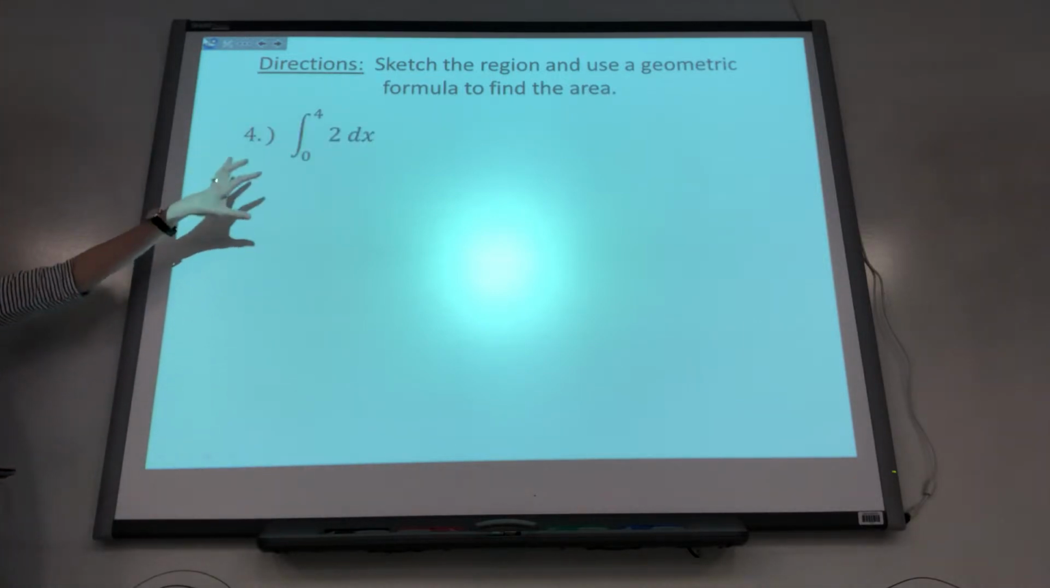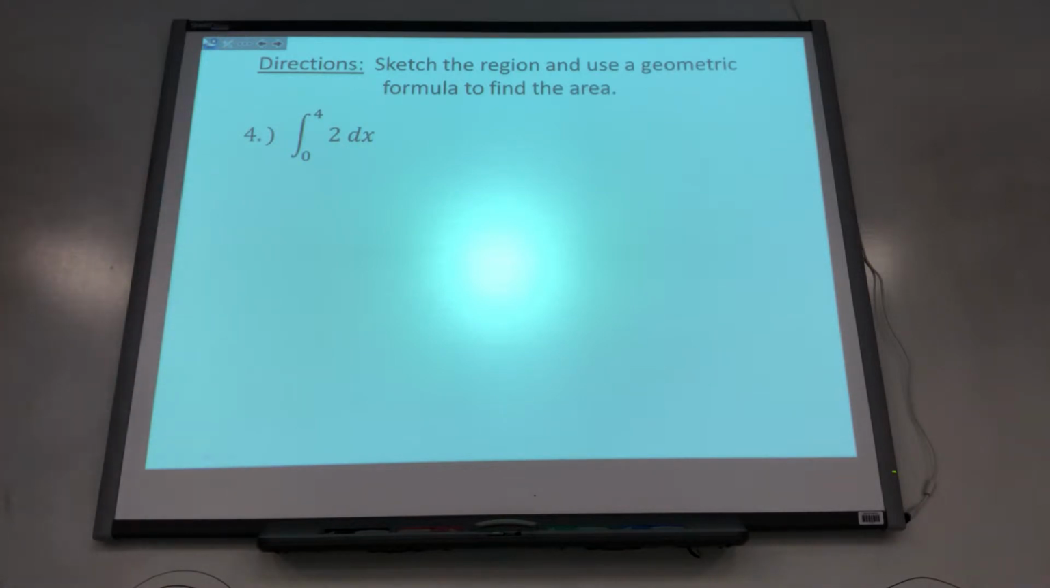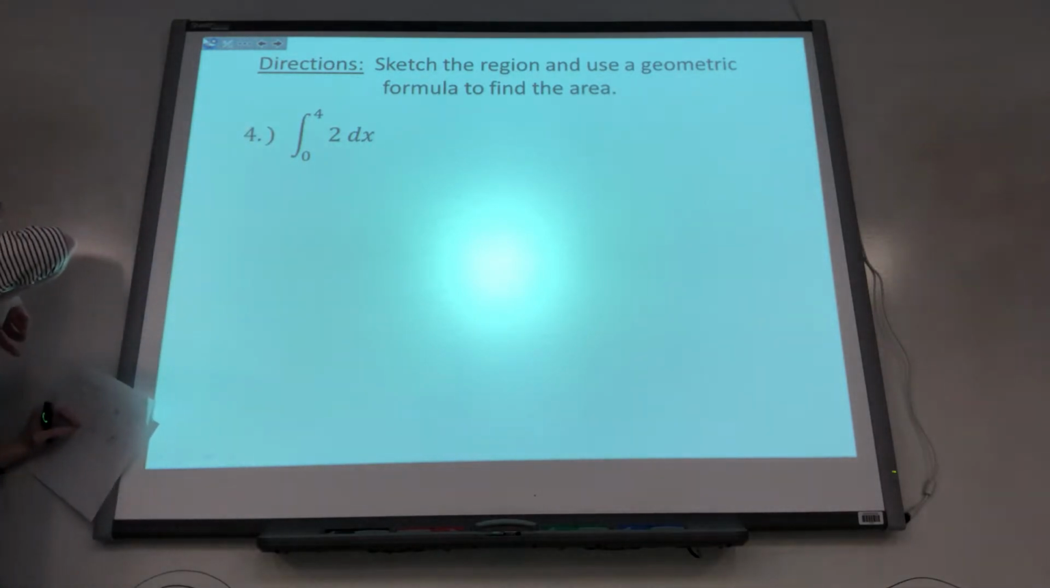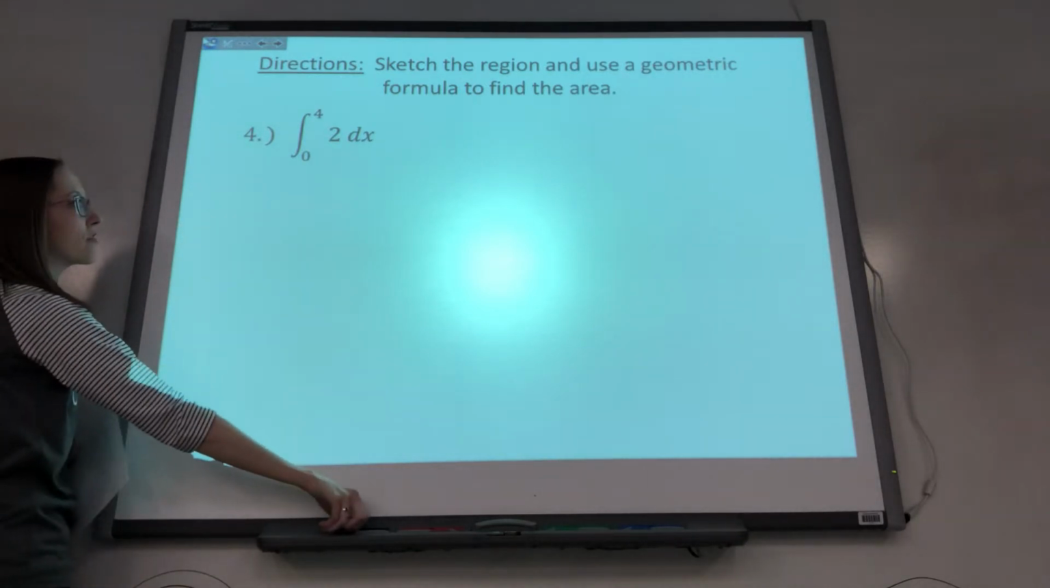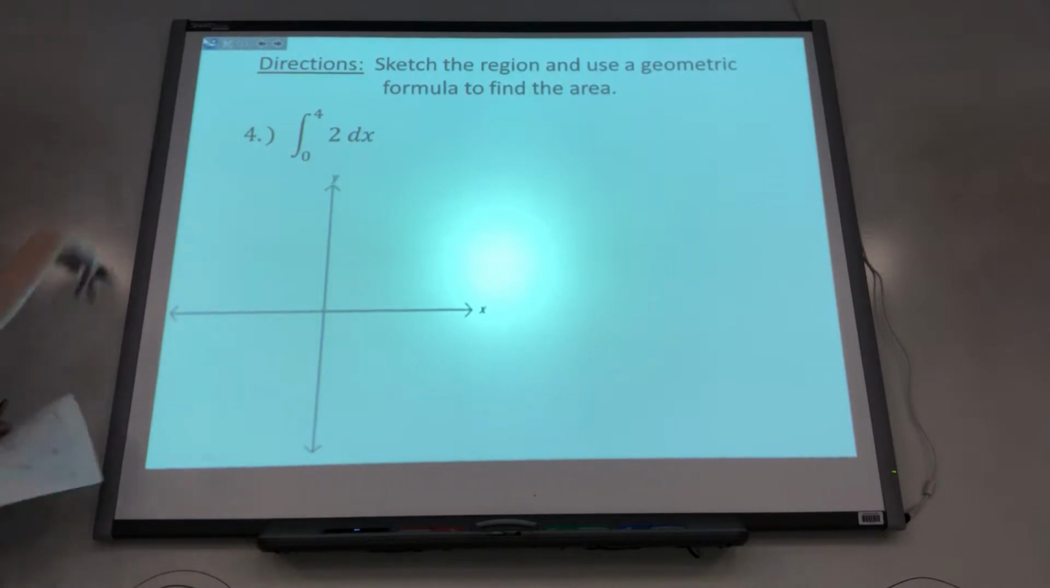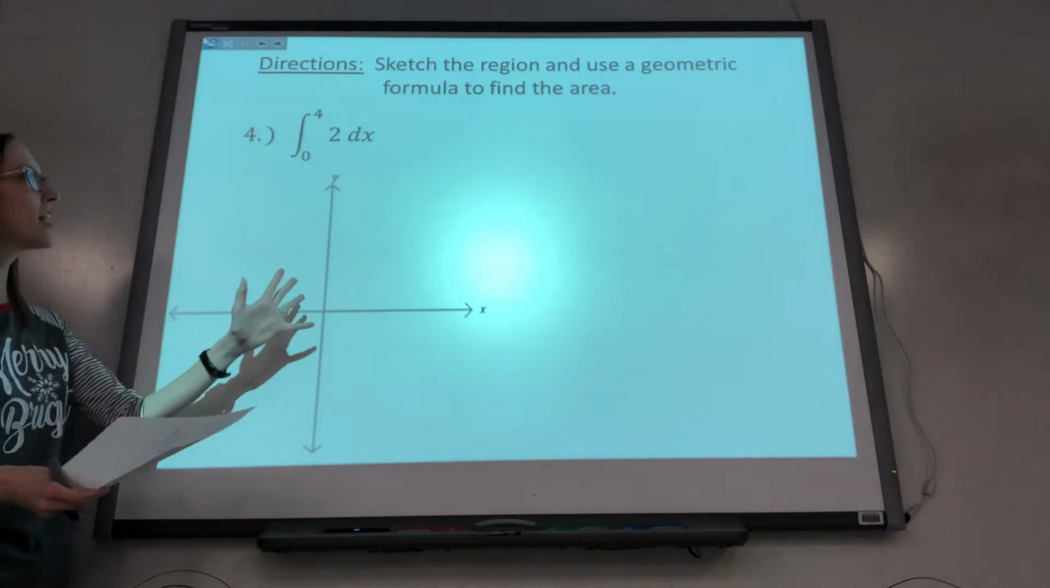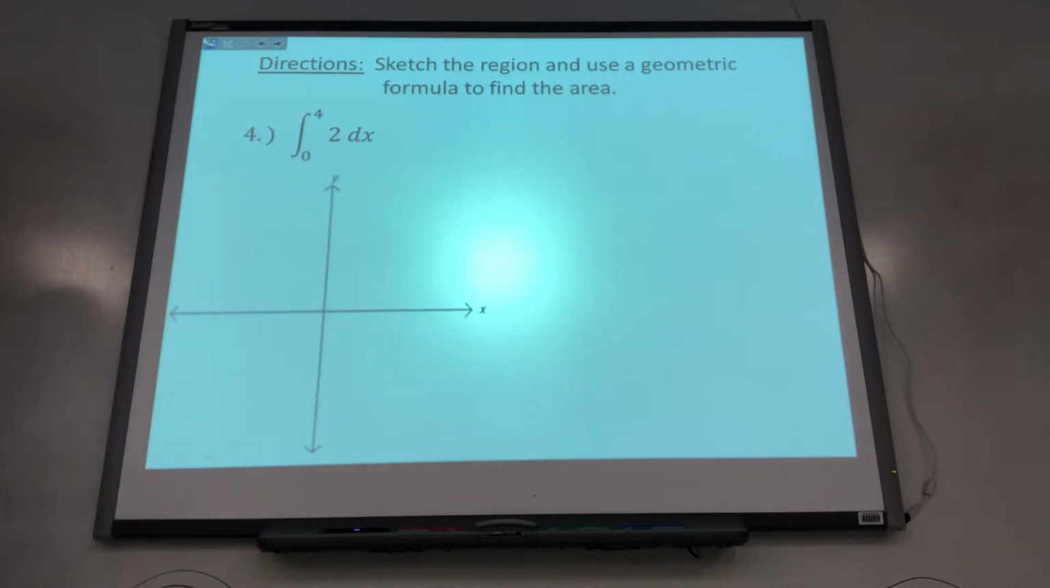So, first step, they'll give you this part, but the first step is to sketch the region. I will walk you through that, and if you don't have graph paper, that's perfectly fine. This, again, is just a sketch. But this integral is from 0 to 4. The function that we're integrating is just 2, and we're doing it with respect to x. So go ahead and sketch an xy coordinate plane on your paper. This is the first part of the directions: sketch the region, then figure out what the area is.